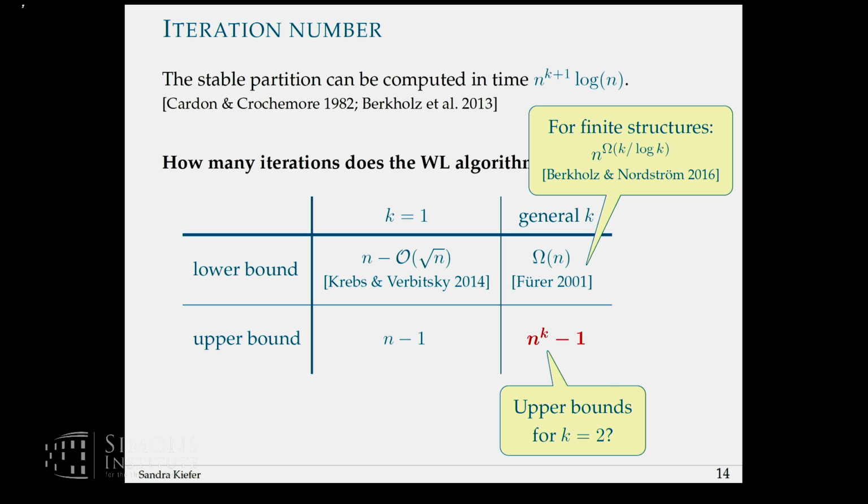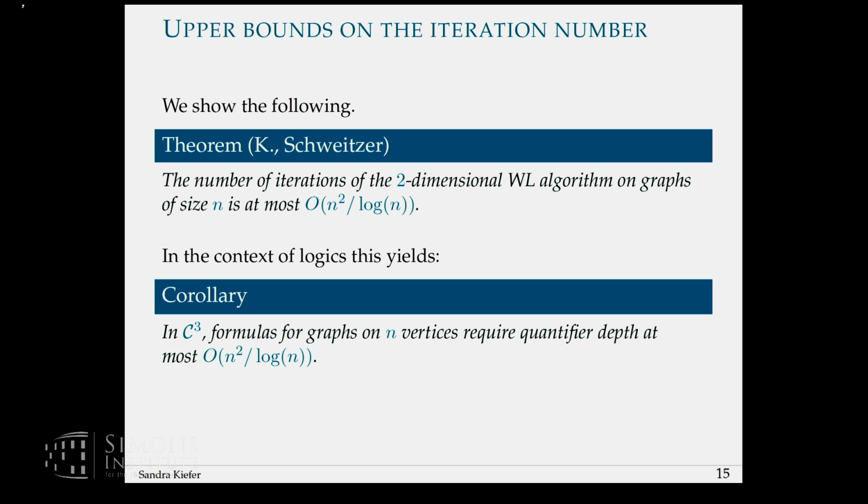The thing is, you might want to know tight or better upper bounds for larger dimensions of k, but it was already really involved for the case k equals 2, so we restricted ourselves to this case. What we could show, Pascal and I, is that the number of iterations of this algorithm on graphs of size n is at most n squared divided by log n.